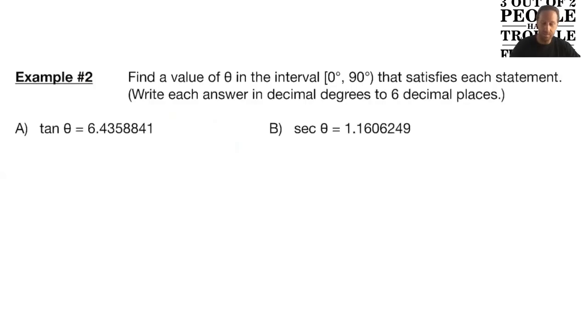So the second example is going to have us both work backwards and approximate at the same time, meaning that, again, like we did in the previous section, we're going to try to find theta between 0 and 90, including 0 and excluding 90, that makes each one of these true to 6 decimal places. So what we actually want to do with this is try to solve for theta, right?